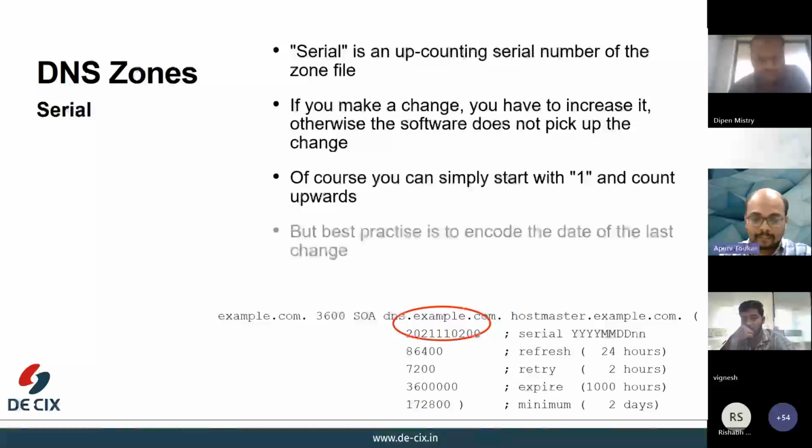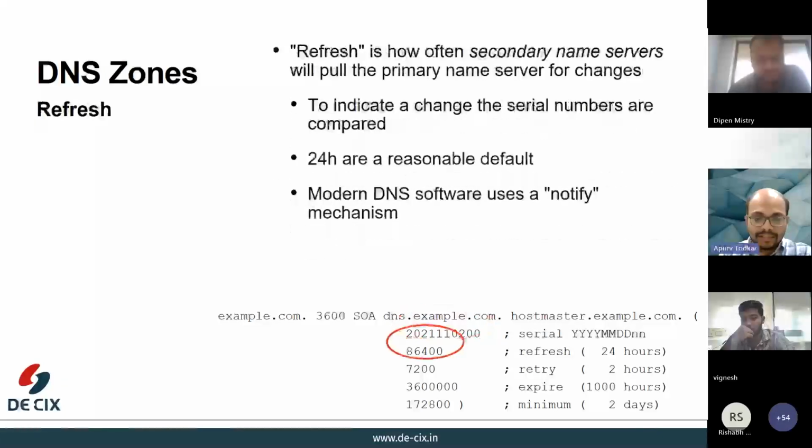Then next comes the refresh column. Refresh is often used in the secondary name servers, wherein they pull the information from the primary name servers. From time to time they copy the whole zone from the primary and also make it available to other servers for querying about that particular zone.